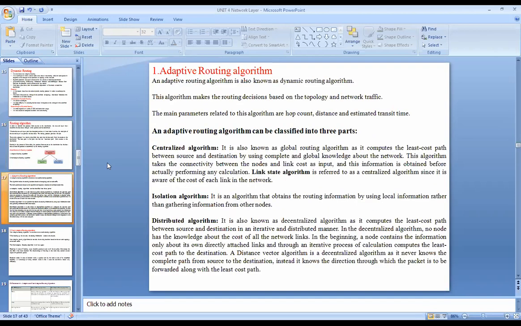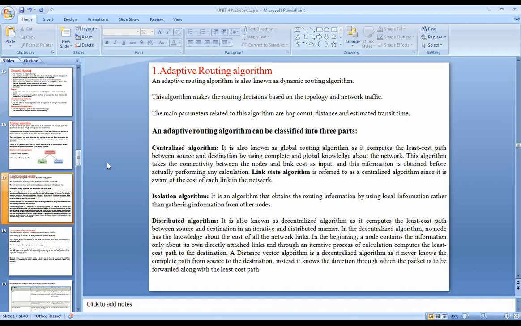What is the main meaning of adaptive routing algorithm? The adaptive routing algorithm is also known as dynamic. What is the meaning of dynamic? What is the meaning of static? Static is nothing but stable. Dynamic is nothing but unstable.